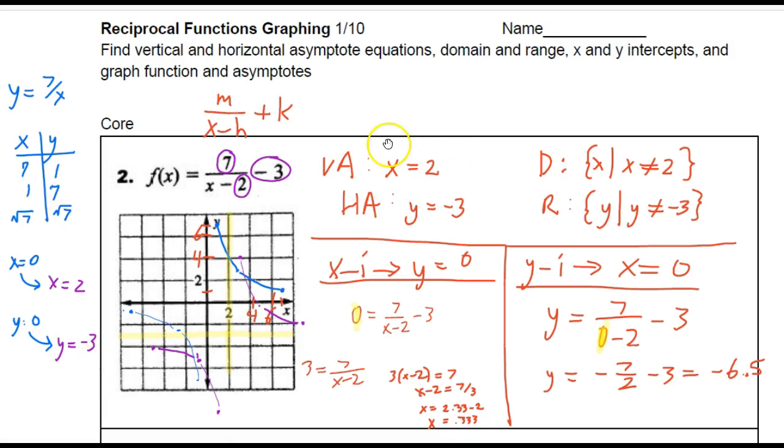Okay? Once you get the asymptotes, it's very easy to write the domain and the range. The domain is the opposite of the vertical asymptote. Since the vertical asymptote is x equals 2, the domain is going to be x is not equal to 2. And y equals negative 3 is the horizontal asymptote. Well, the range is going to be y is not equal to negative 3. So these all kind of go together, right?